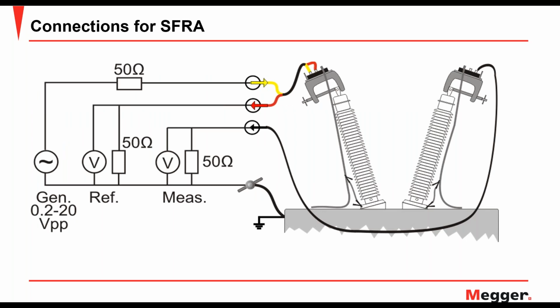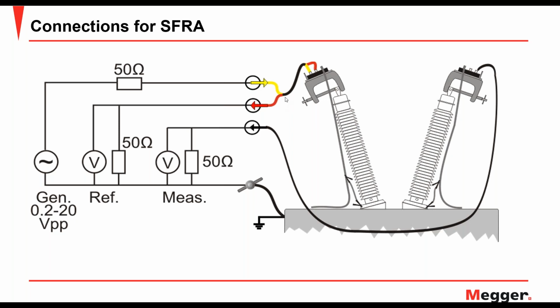So this is what the connection looks like. As I said earlier, the signal is injected at one point, and the response signal is taken out of the other point. So what you see here are two sets of leads. The signal that's being injected here is being done by the lead marked yellow, and then you have the reference lead, which is the red lead.